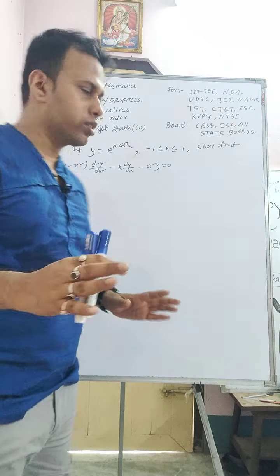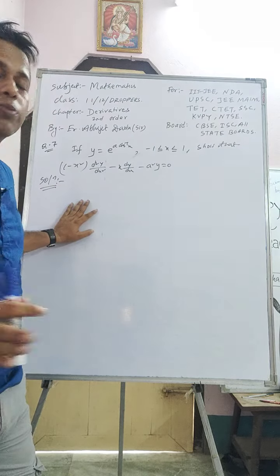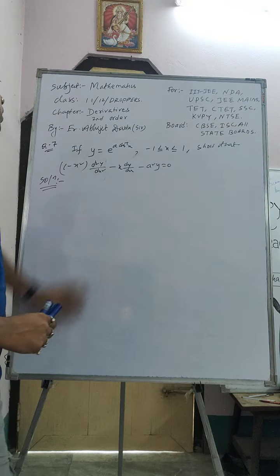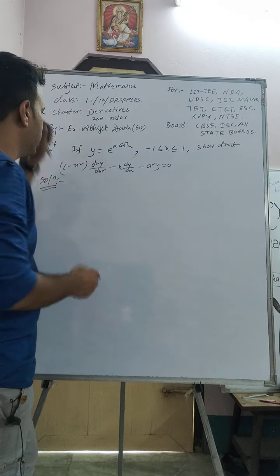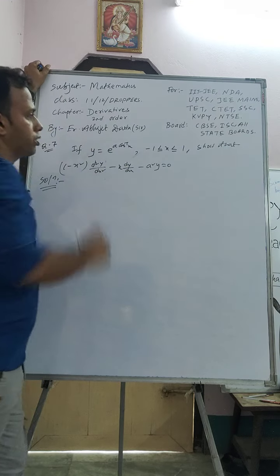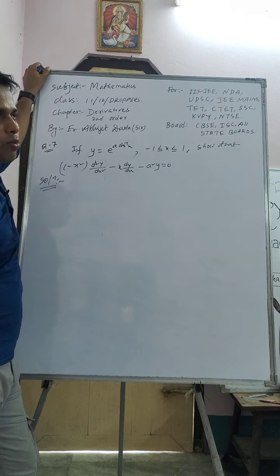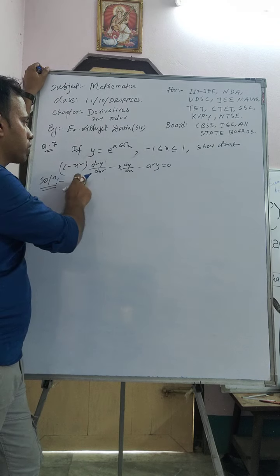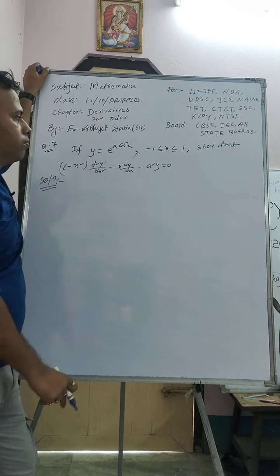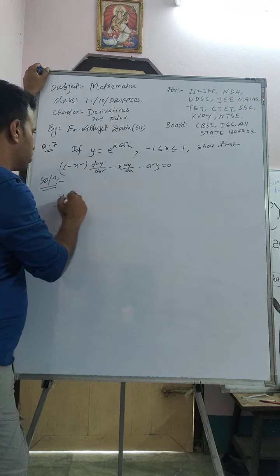So the next question is the last question of derivatives, the last question of the lecture and the last question of the second derivative. Okay, so the question is: if y equals e to the power a cos inverse x, where the value of x varies between minus 1 to plus 1, show that 1 minus x square d square y dx square minus x dy dx minus a square y equals 0. So I take this part first.